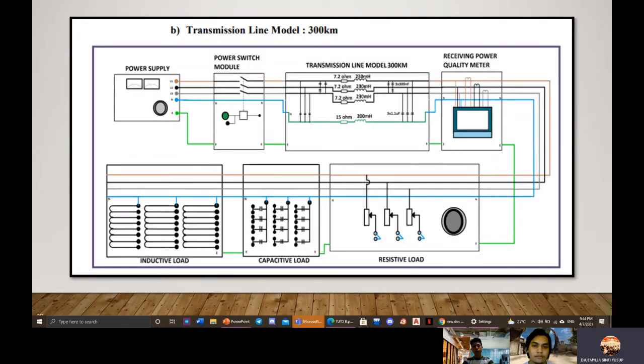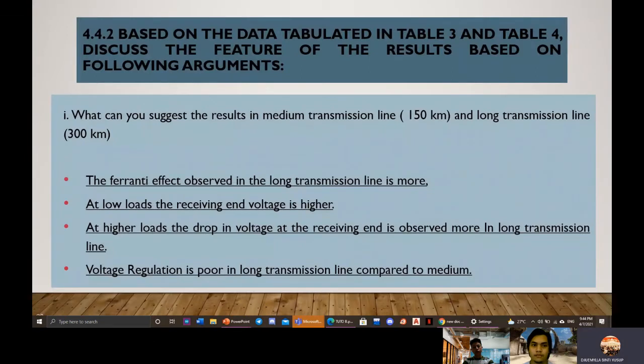Okay, this one is for the transmission line model for 300 km, the same as before as well. It's no different, just slightly different in data. Okay, my friend will explain more based on the data tabulated for the next experiment.